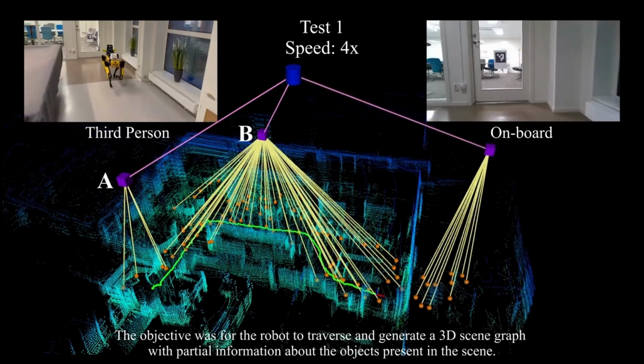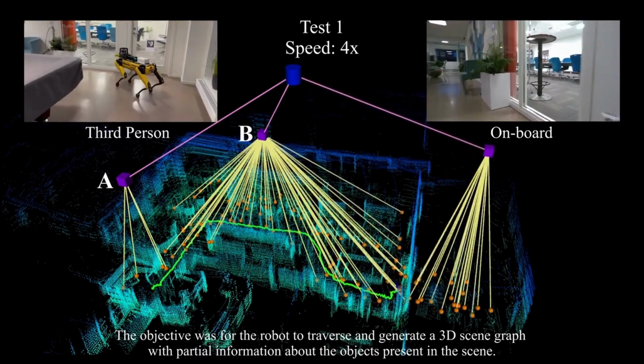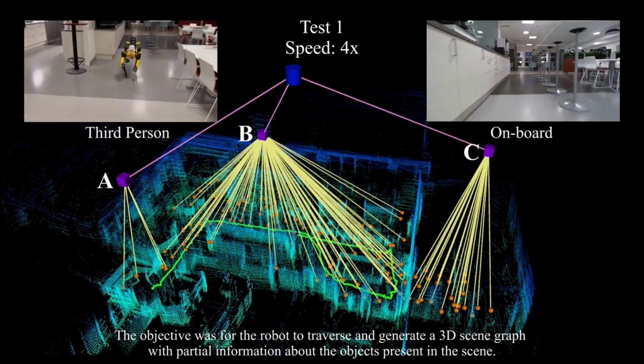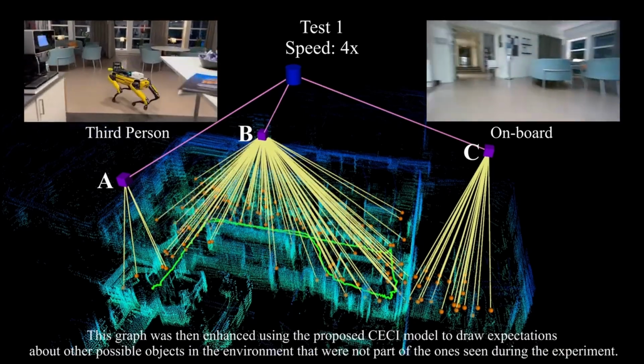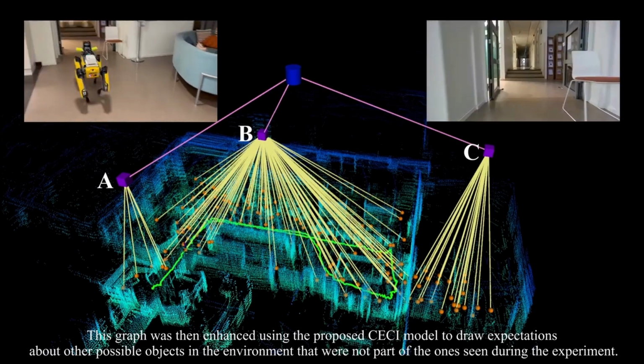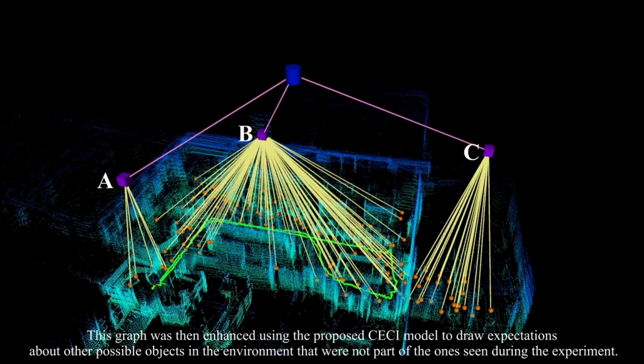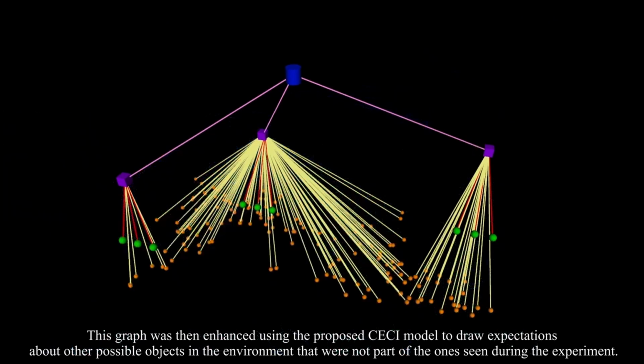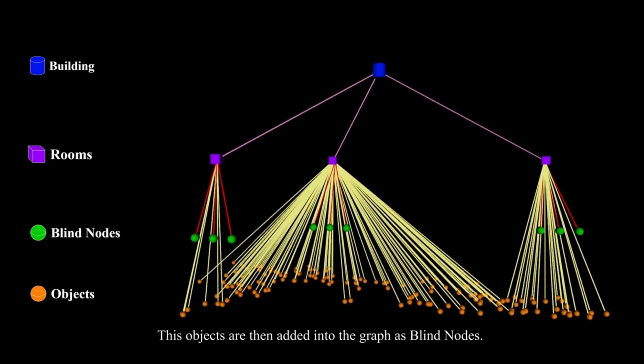The objective was for the robot to traverse and generate a 3D scene graph with partial information about the objects present in the scene. This graph was then enhanced using the proposed CC model to draw expectations about other possible objects in the environment that were not part of the ones seen during the experiment. These objects are then added into the graph as blind nodes.